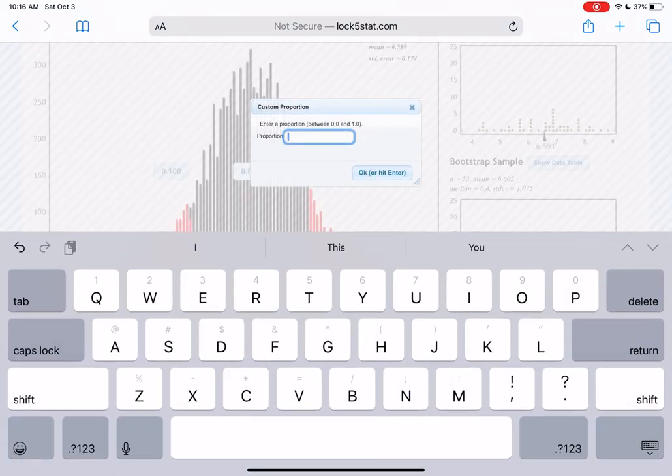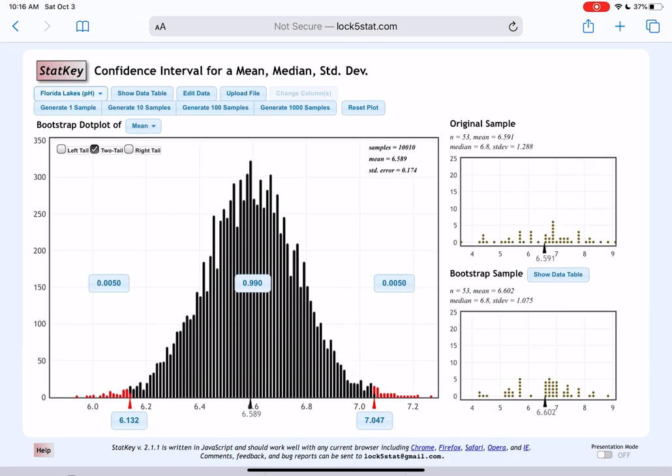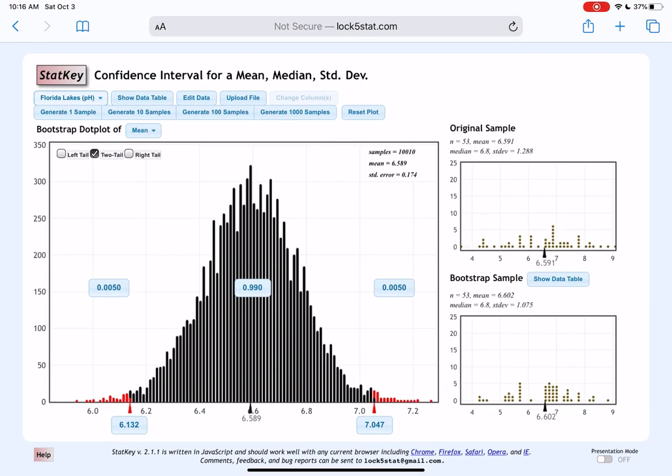If we were to change this to 0.99 to create a 99% confidence interval, you see that those values have now gotten bigger, right? They're now at 6.132 and 7.047. So when you increase the confidence level, you're also going to increase the width of your confidence interval. That's a bit of a mouthful, but hopefully that makes sense to you. We're going to be using StatKey in class, so you're going to get experience doing this. We don't have to use a formula here. We don't have to use that standard error. We can use the bootstrap distribution directly.